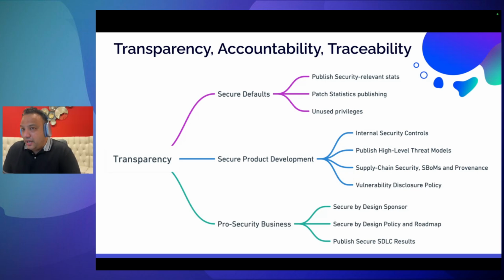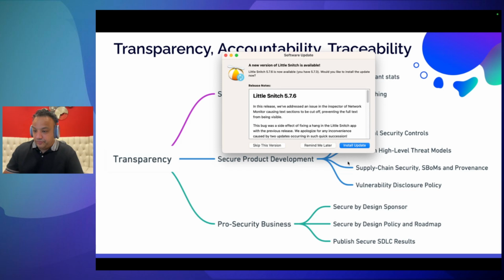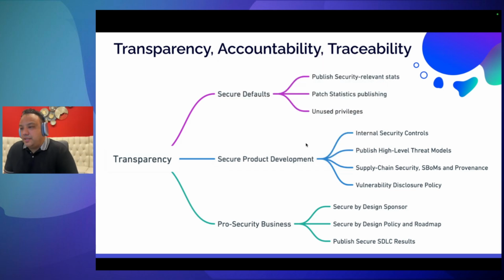Supply chain security, SBOMs, and provenance is something that I'm sure a lot of you have heard of, especially SBOMs, which is software bill of materials, and the provenance related to that. So this is something that, again, I would say is important. I think this falls into both categories where you're doing secure product development as part of the ownership. You're owning the experience as well as the traceability and transparency piece.